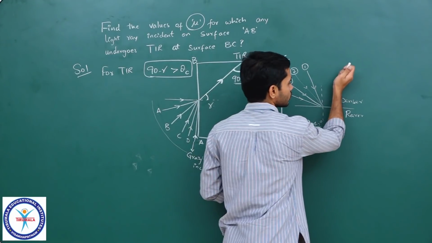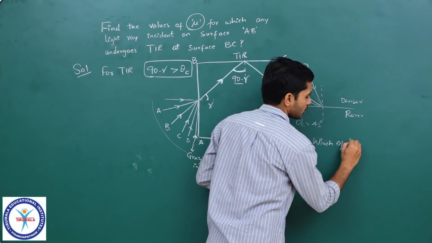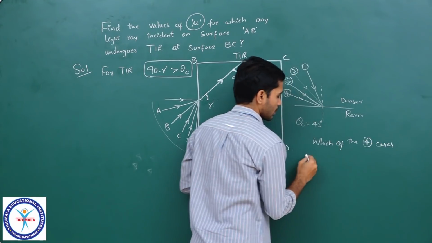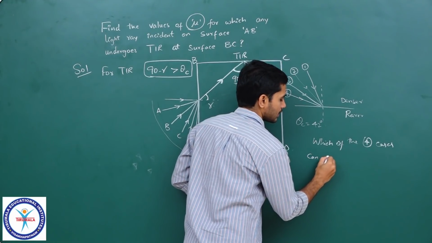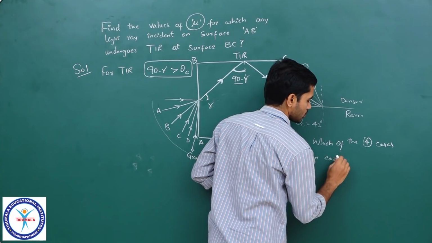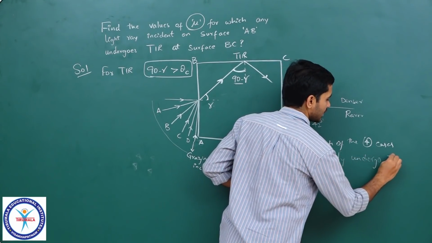Let me write it down also. Which of the 4 cases can easily undergo TIR?